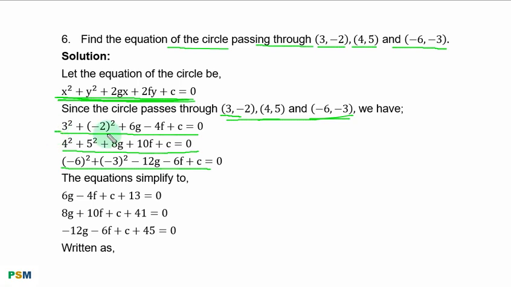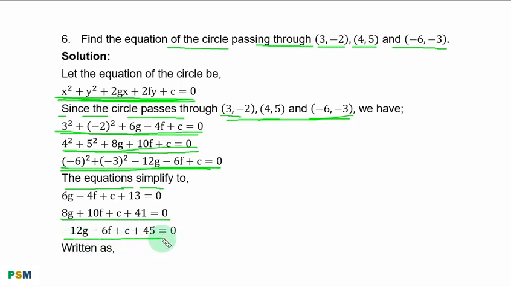Next, you simplify this equation. You have 6g minus 4f plus c. First, here you have 9 plus 4 equal to 13, then equal to 0. You simplify the next one. You have the second equation. You simplify the last point. You have the third equation.